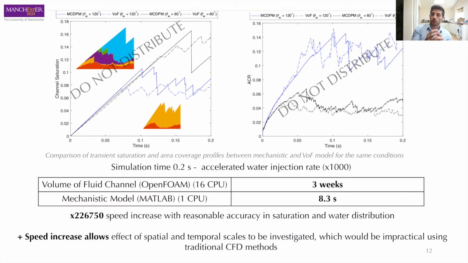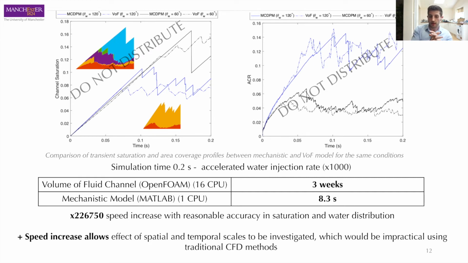see that if we track the channel saturation and the area coverage ratio, so the amount of water that covers the gas diffusion layer surface, you can see that there also is a reasonably good agreement. There are obviously differences, but the level of accuracy that you're able to obtain, considering the speed of this type of modelling, is very promising.